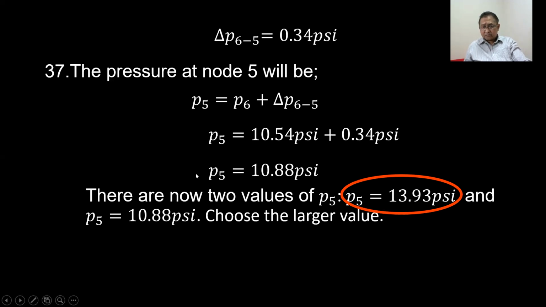But take note, we have now two values of P sub 5. The first value is 13.93, and what we have solved now is 10.88. That cannot be. There should be only one pressure in that junction. So we will choose the larger value and readjust our calculations for that branch there from node 5, node 6.